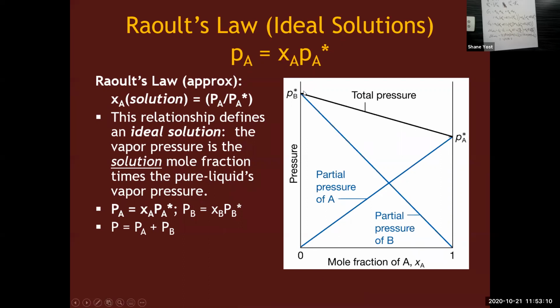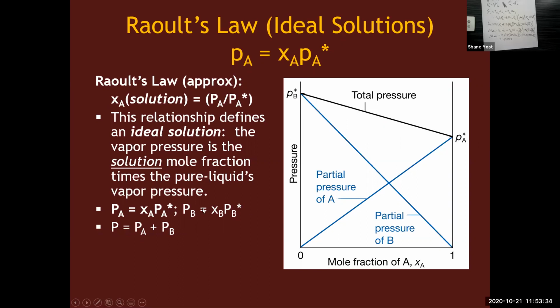And so the total pressure ends up just being kind of a linear line between the vapor pressure of A and the vapor pressure of B in some mixture. Okay. If I add up these two blue lines, I will get the black line here, okay. And the partial pressure of A plus the partial pressure of B equaling the total pressure, that's always true.